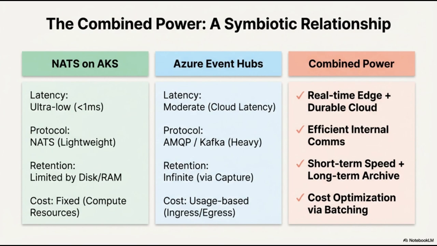Conversely, Azure Event Hubs offers moderate cloud-based latency and supports robust protocols like AMQP and Kafka. Its primary advantage is infinite data retention via the capture feature, governed by a usage-based cost model. When we combine these strengths, we get the best of both worlds, a real-time edge coupled with a durable cloud infrastructure. This allows for efficient internal communications alongside a reliable long-term archive. We also gain the ability to optimize costs through intelligent batching, utilizing NATS for high-frequency traffic before moving data into the usage-based Event Hub storage.